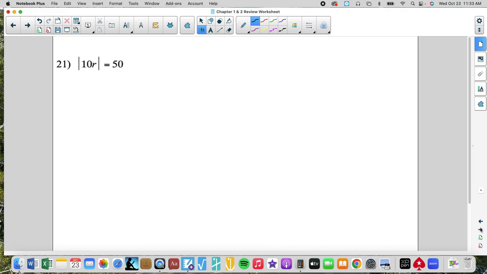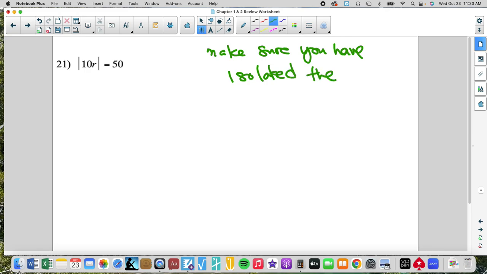Absolute values. Okay, first thing is make sure you have isolated the absolute values. So it is isolated. There's nothing being added, subtracted, multiplied, or divided. Once we isolate them, we're going to write 2 statements, because technically the inside of this can be a positive 50, which would pop out of 50, the absolute value of 50.